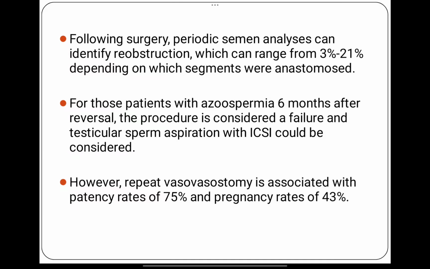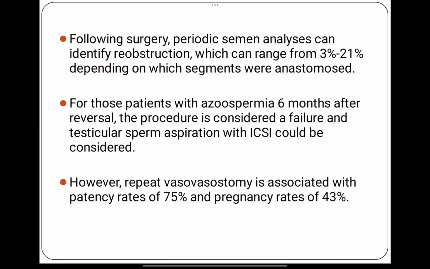Following surgery, periodic semen analysis should be done, and it can identify reobstruction. Suppose you have recanalized the vas deferens and now post surgery there is reobstruction or stricture formation or the pathway is blocked, so we have to monitor that through semen analysis, and it can range from 3 to 21% depending on which segments are anastomosed.